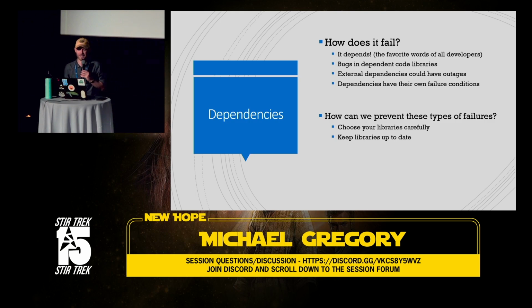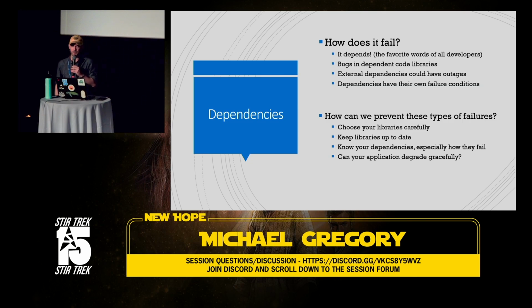Also, keep them up to date. I know that can be annoying, but less likely to have bugs again. Also, though, it does introduce another layer of testing. So solve one problem, introduce a different one. Balance. Again, know your dependencies just like you know your platform. Think about how they might fail. And is there any way in which your application can degrade gracefully?